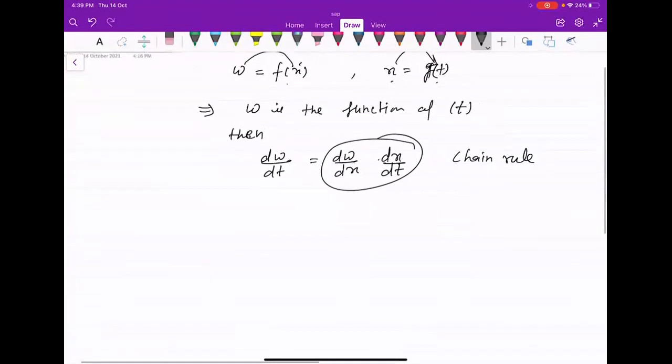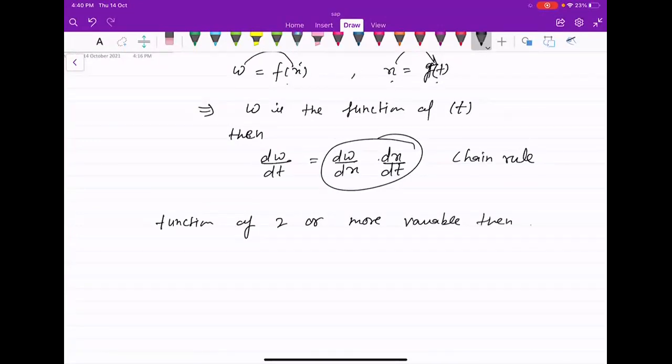Whenever we have a function of two or more variables, then the chain rule has several forms.